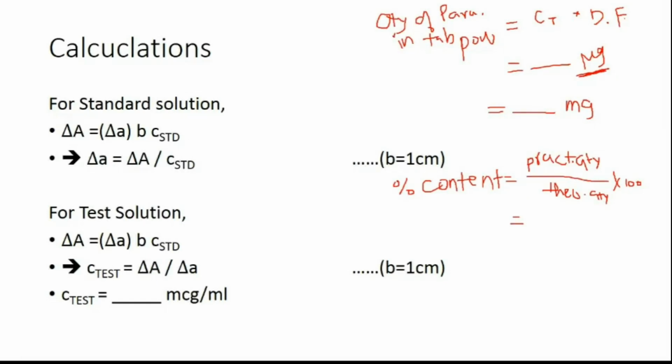Excellent. People have calculated percent content also. I will add one extra step here. If you know percent content, can you know the quantity of paracetamol present in one tablet? Can you find out? Yes. How can I find out? My label claim is 500 mg. You can unmute and tell, or you can type it down. Okay, I'm not getting any message.